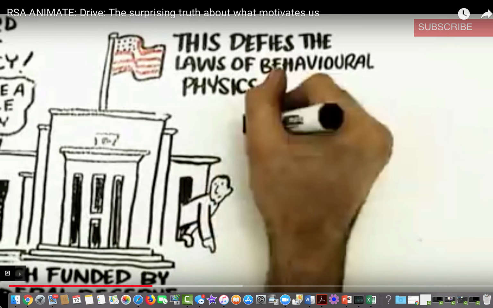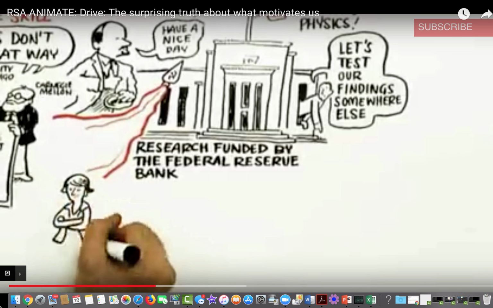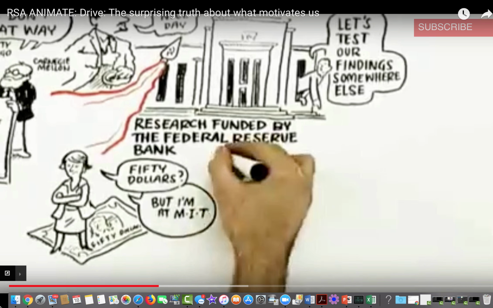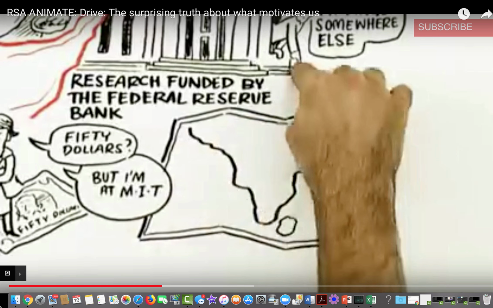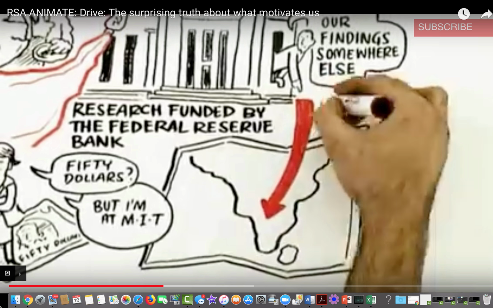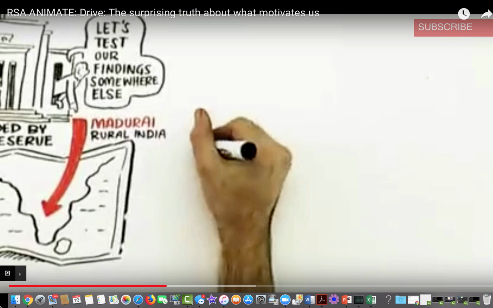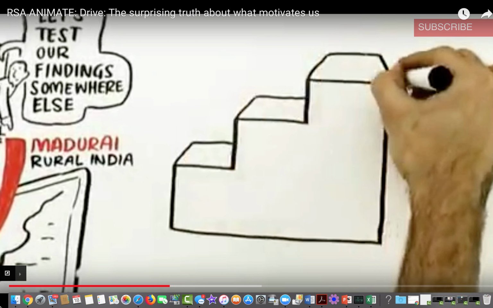So what do they do? They say, this is freaky. Let's go test it somewhere else. Maybe that $50 or $60 prize isn't sufficiently motivating for an MIT student, right? So let's go to a place where $50 is actually more significant relatively. All right, so let's take the experiment to Madurai, India, rural India, where $50, $60, whatever the number was, is actually a significant sum of money. So they replicated the experiment in India roughly as follows.